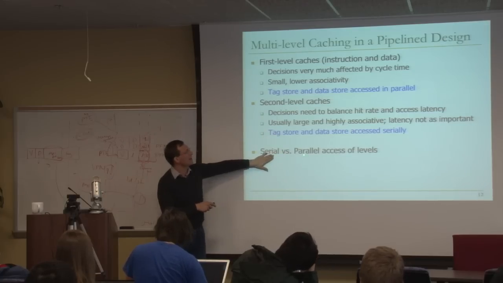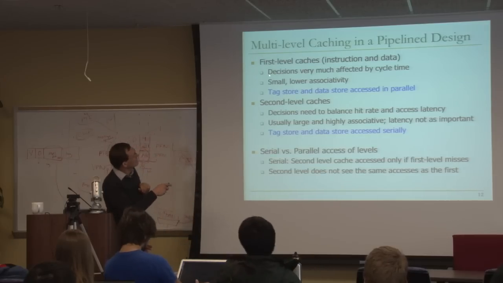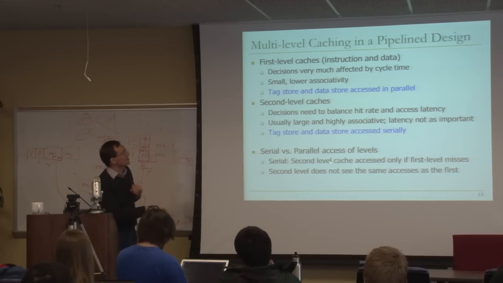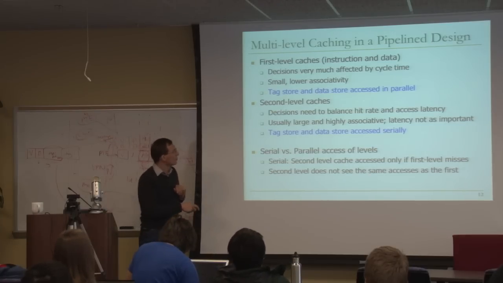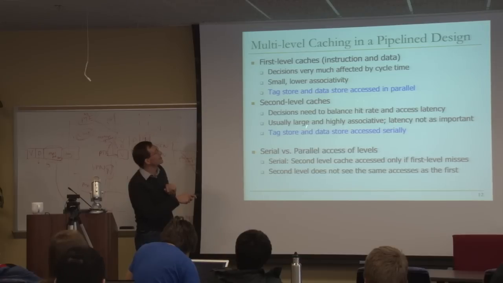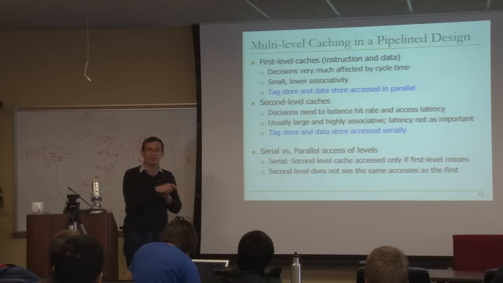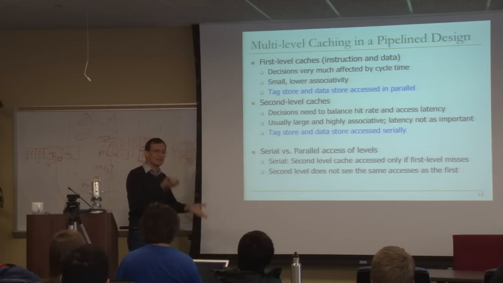There's another design choice. Do you actually serially or in parallel access the different levels? Do you start the second level cache access at the same time as the first level cache access? That's the parallel access part. Or do you start the second level cache access only if you miss in the first level, only after the first level cache access completes? Now there are advantages and disadvantages to this also.